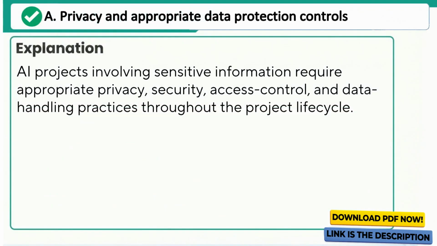Correct answer. A. Privacy and appropriate data protection controls. Explanation. AI projects involving sensitive information require appropriate privacy, security, access control, and data handling practices throughout the project lifecycle.